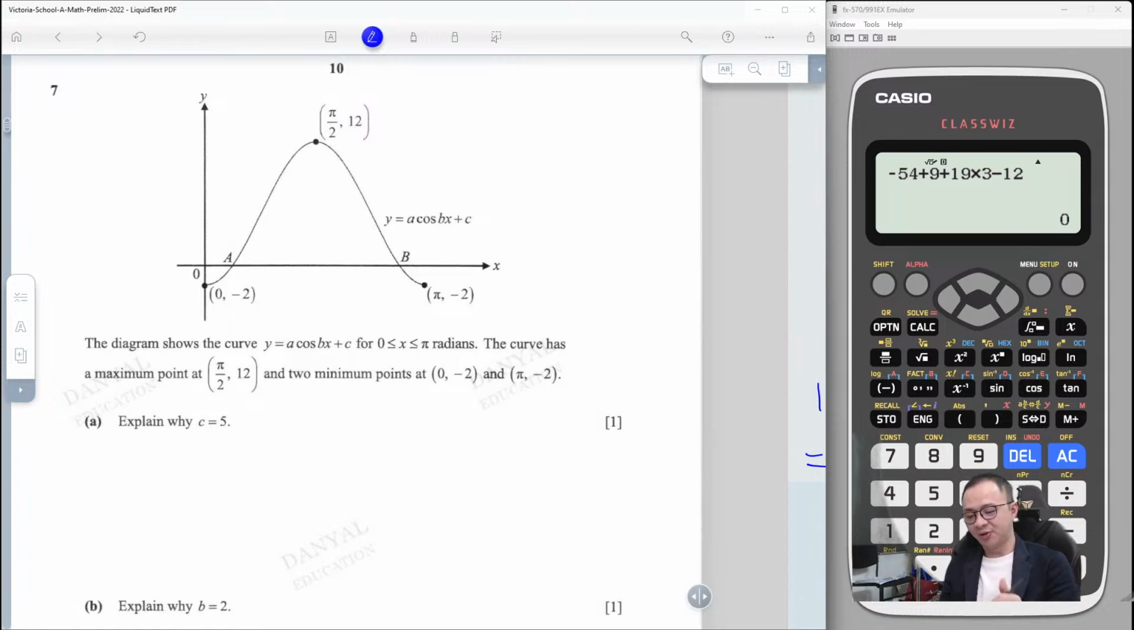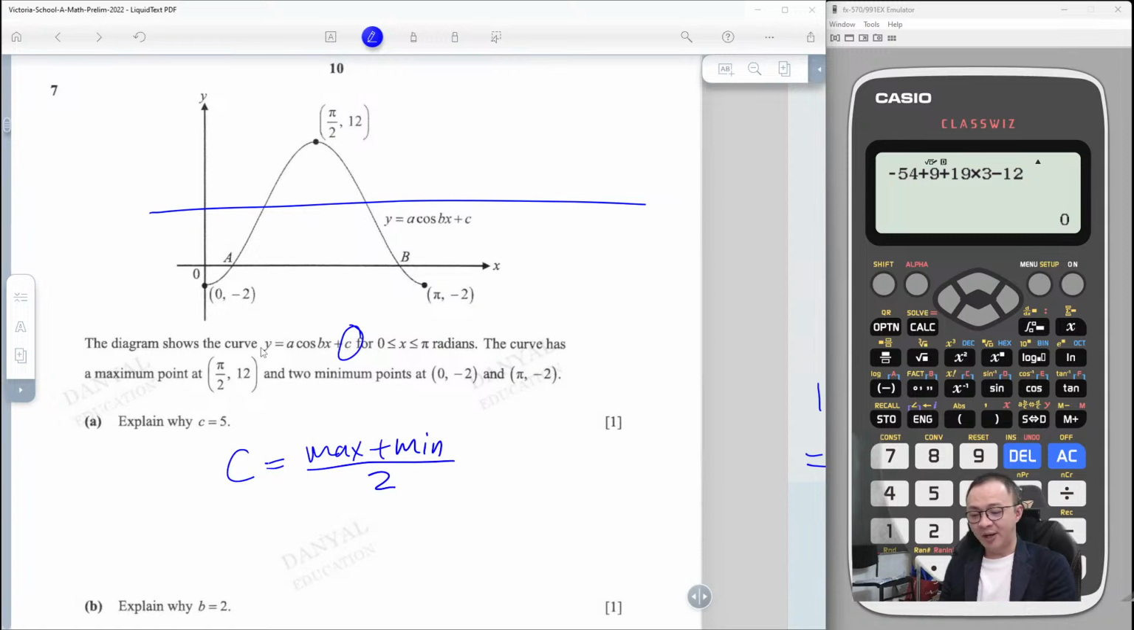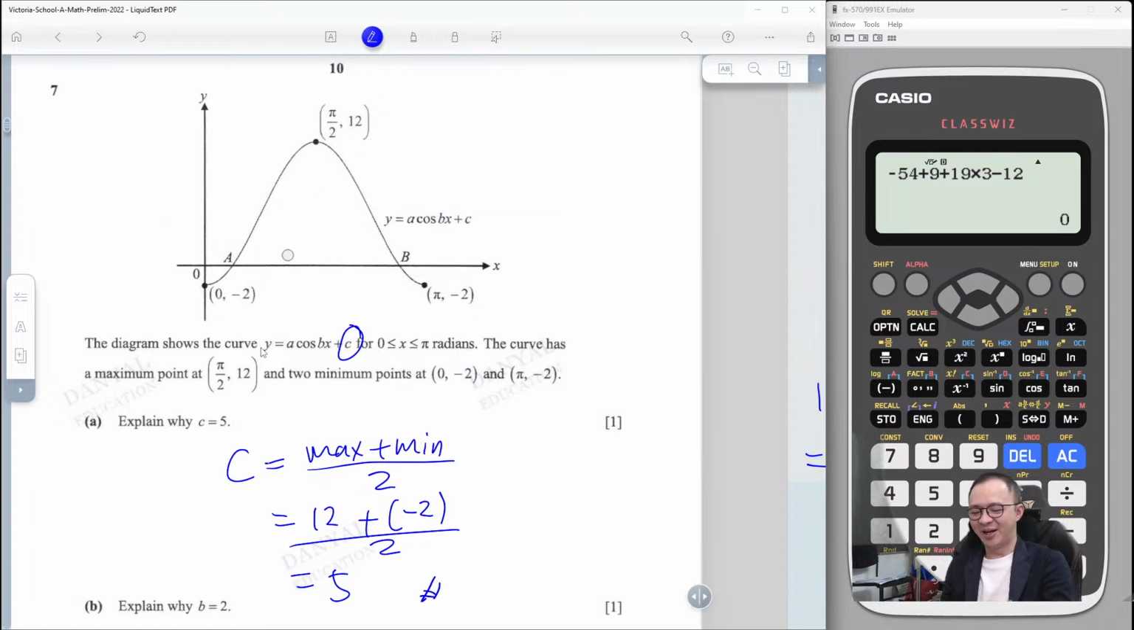Trigonometric function. So the middle line is obviously somewhere here, isn't it? So to prove that, C will be the middle line. C is basically equal to maximum plus minimum divided by 2, isn't it? My maximum value is 12. My minimum value is -2, divided by 2. I'll get 5. Yeah, I assume he understands my explanation.